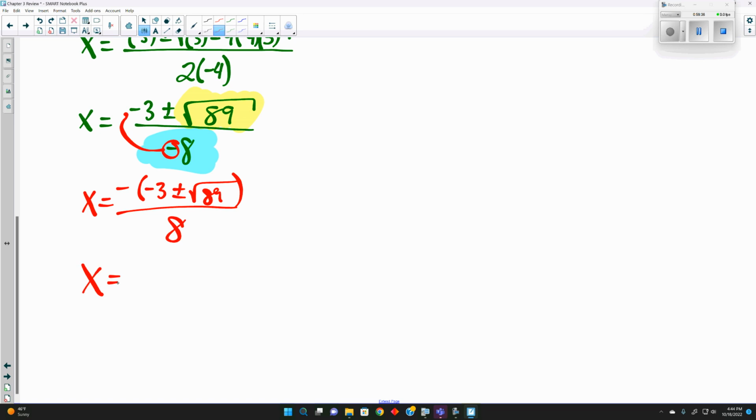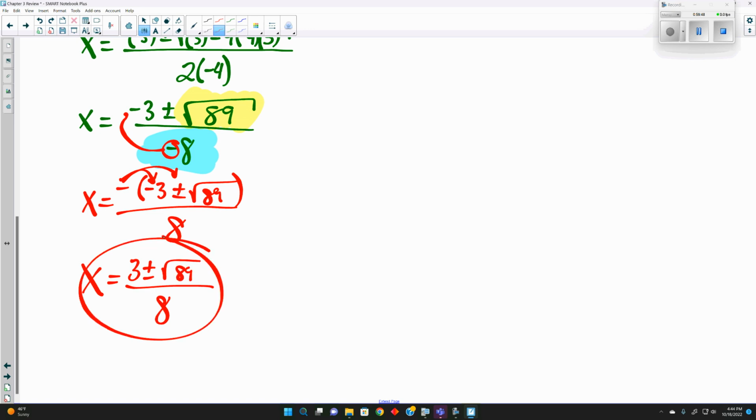And we multiply that negative through. Negative times negative 3 is 3. And we multiply the negative by that plus or minus. Well, it just ends up being plus or minus. So we get x is equal to 3 plus or minus the square root of 89, all divided by 8. And that is our final answer. And that's all we have to do for this one here.